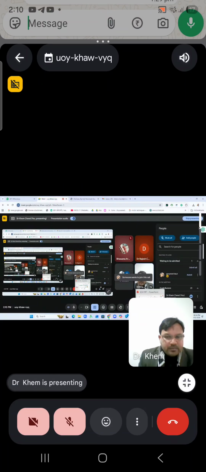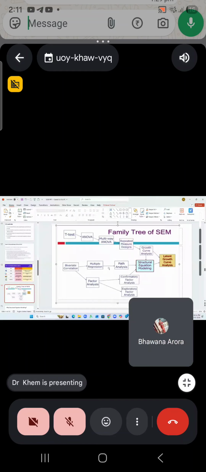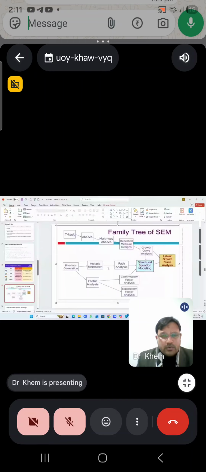That's why I'm adding this slide, because we have to first understand what tests are there. Now ANOVA, what is the full form of ANOVA? Anybody have an idea? Analysis of variance. Yes, analysis of variance, absolutely true.